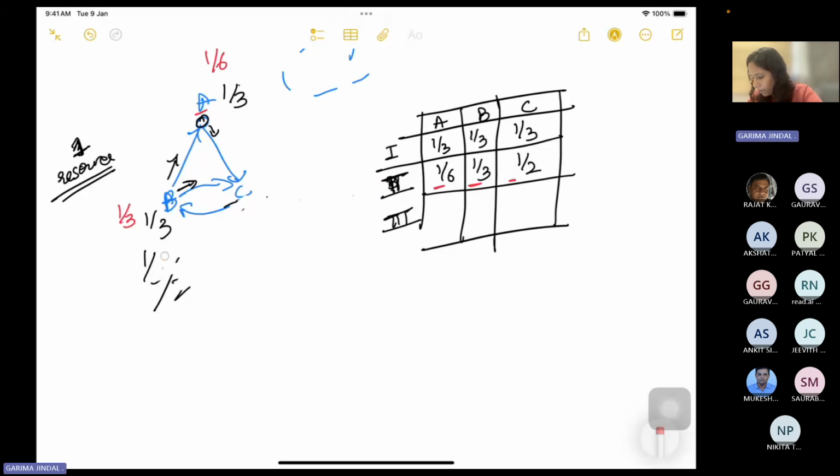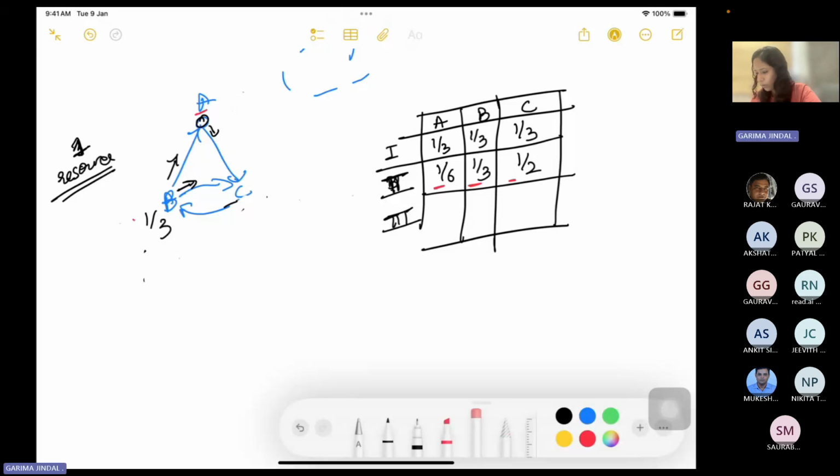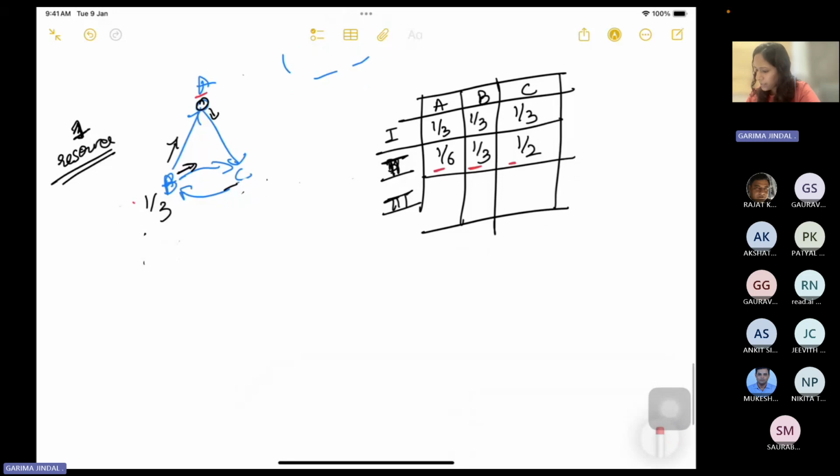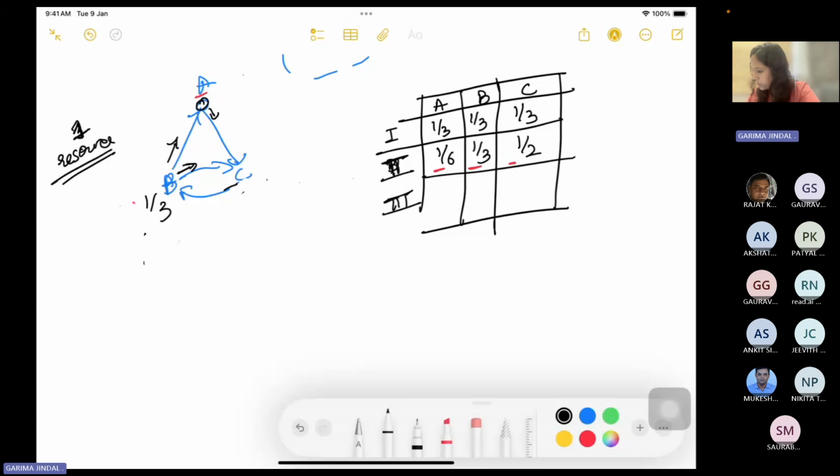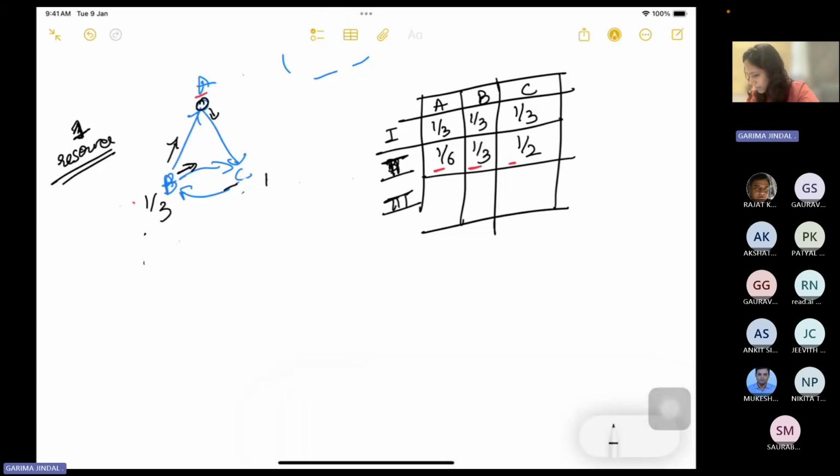Can anyone tell what will be the values for the third iteration? 1 by 4, 1 by 2, 5 by 12. Okay, let's try to calculate. So now A has the value 1 by 6. A will distribute its value to C. It is sending all its value to C.